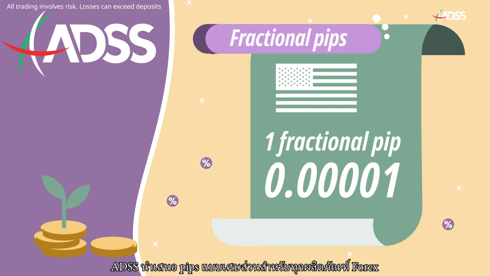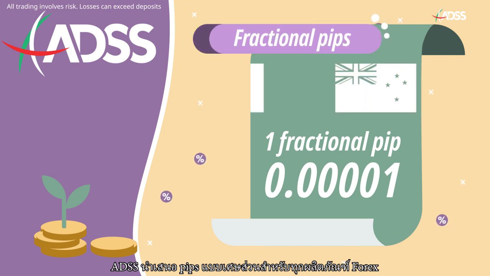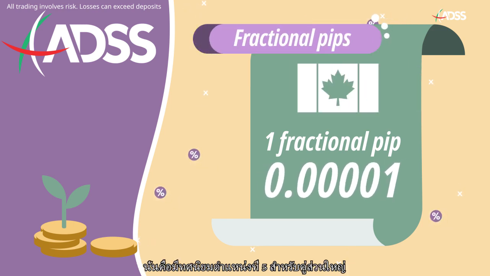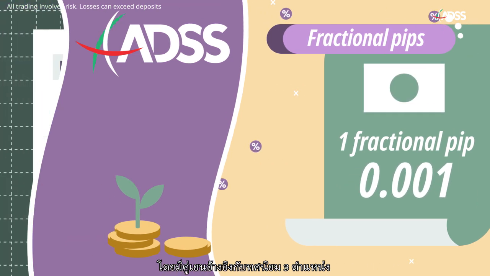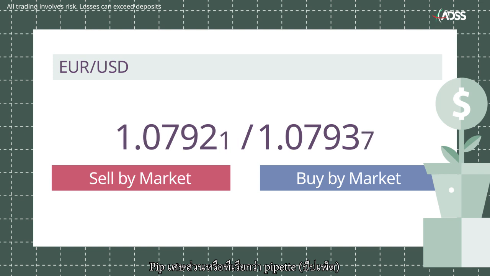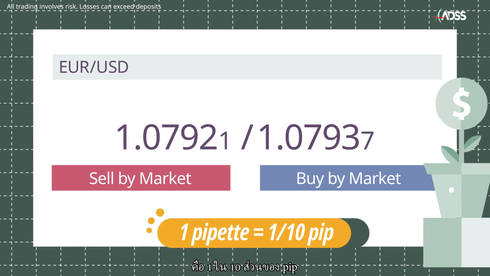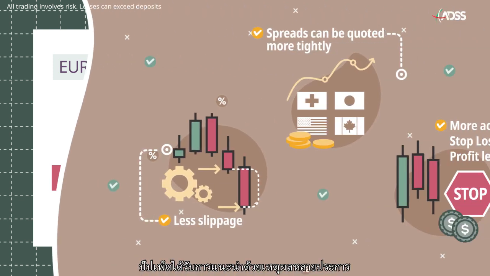ADSS offer fractional pips on all Forex products. That is, there is a 5th decimal place for most pairs, with yen pairs quoted to 3 decimals. The fractional pip, also known as a pipette, is 1/10 of a pip. The pipette has been introduced for several reasons.